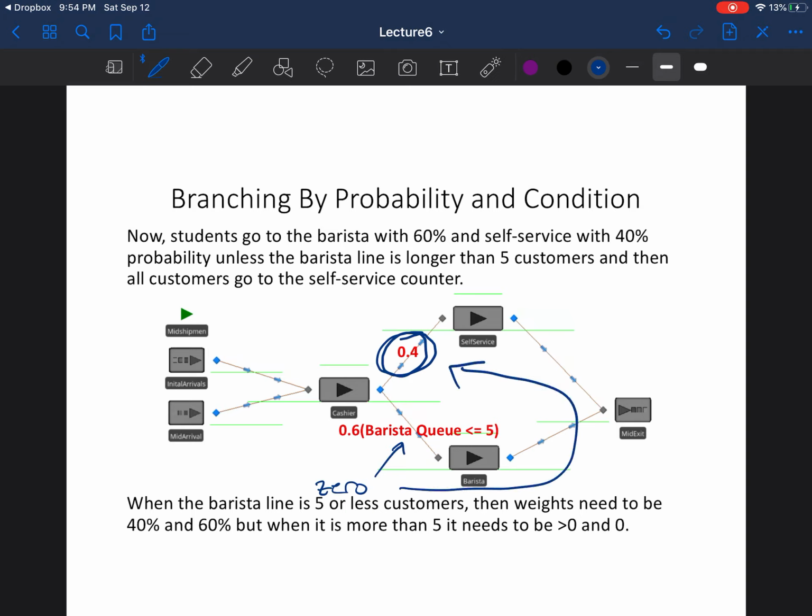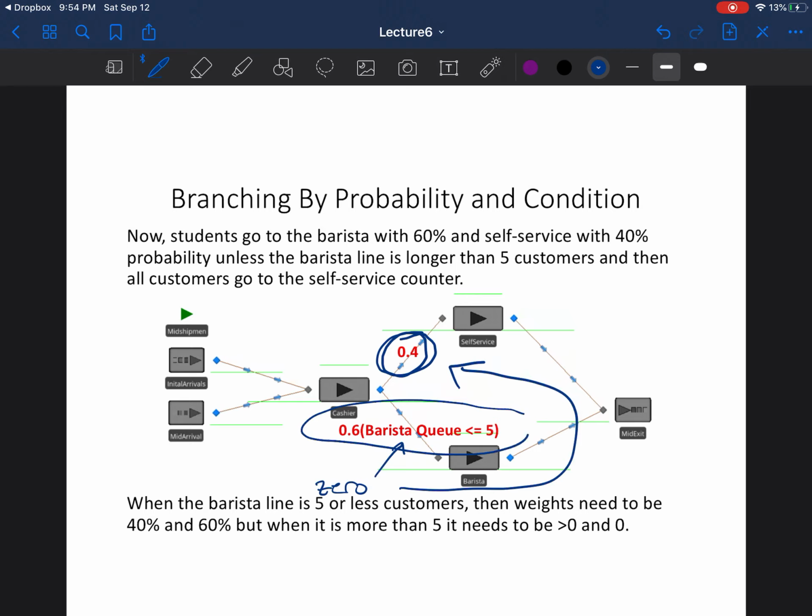The way to think about it is that if this weight is 0, then all the customers go down that branch, because that's the only thing with actual weight. It would have a probability of 1 because it would be 0.4 divided by 0.4. Remember, the way that Simio works is it adds the weights up across all possibilities. That's the denominator. The numerator is the weight on each line. So the numerator would be 0.4, the denominator would be 0.4, and all of the customers would go down that branch.